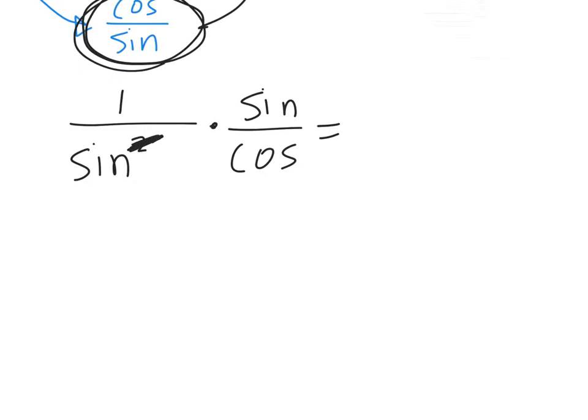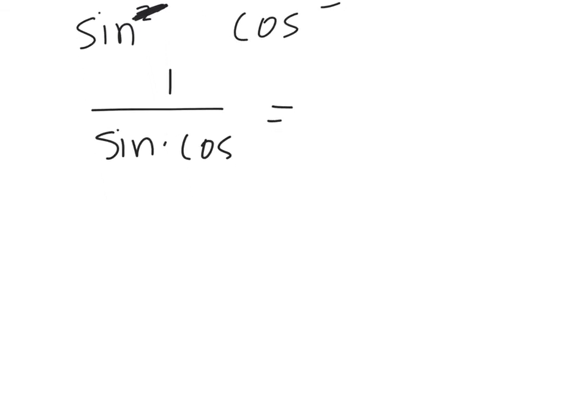Okay, and as you probably know, one of these sines can cancel out with one of those sines. So that's 1 over sine times cosine. Since I have a product of fractions, I can make this into 1 over sine times 1 over cosine.